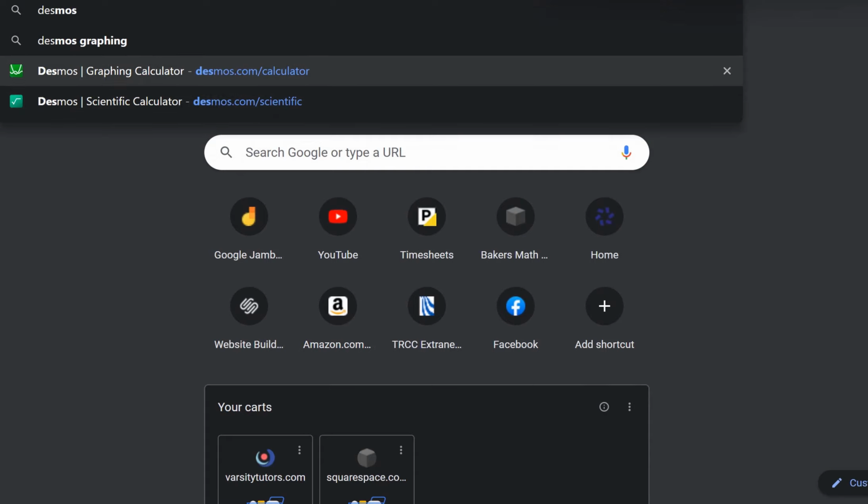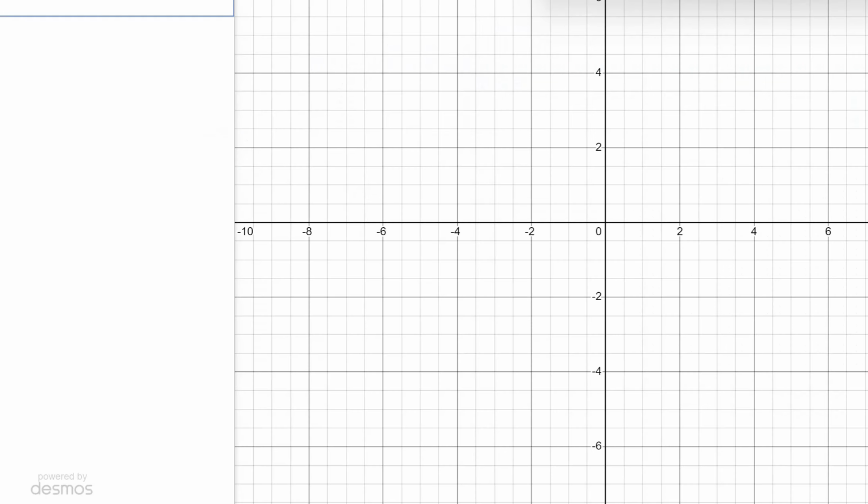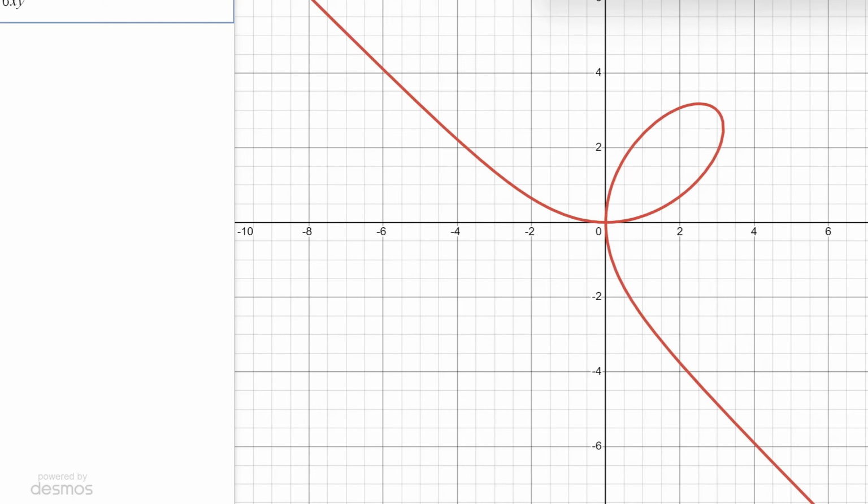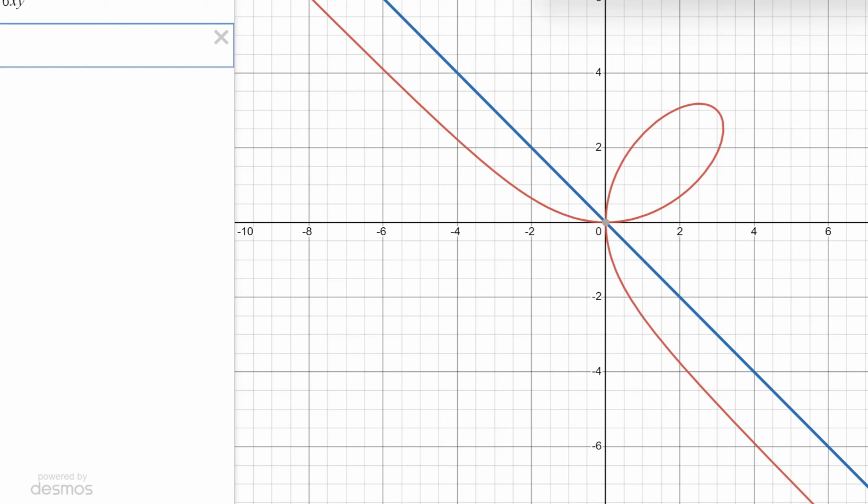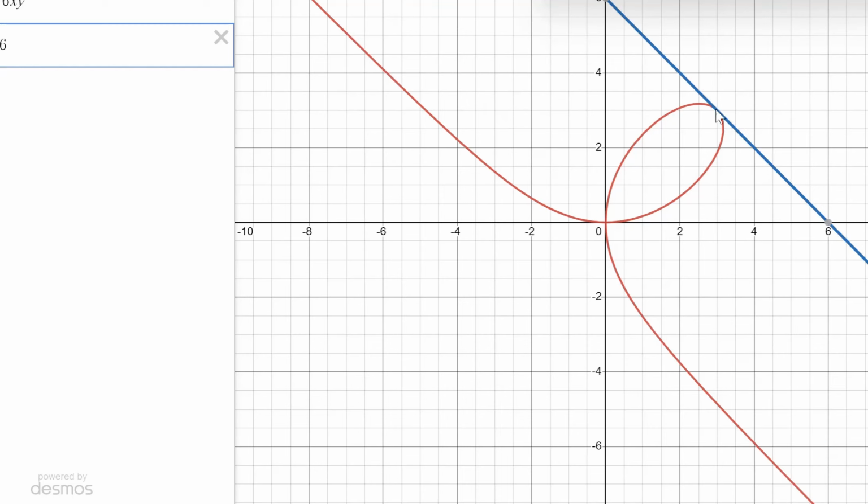Desmos actually is nice when you're trying to graph the crazy equations. It was x to the third plus y to the third. No, I think they were both to the third. Yeah, they were both to the third. That's what it looks like. And then we just found y equals negative x plus 6. So there is our tangent line at 3, 3.